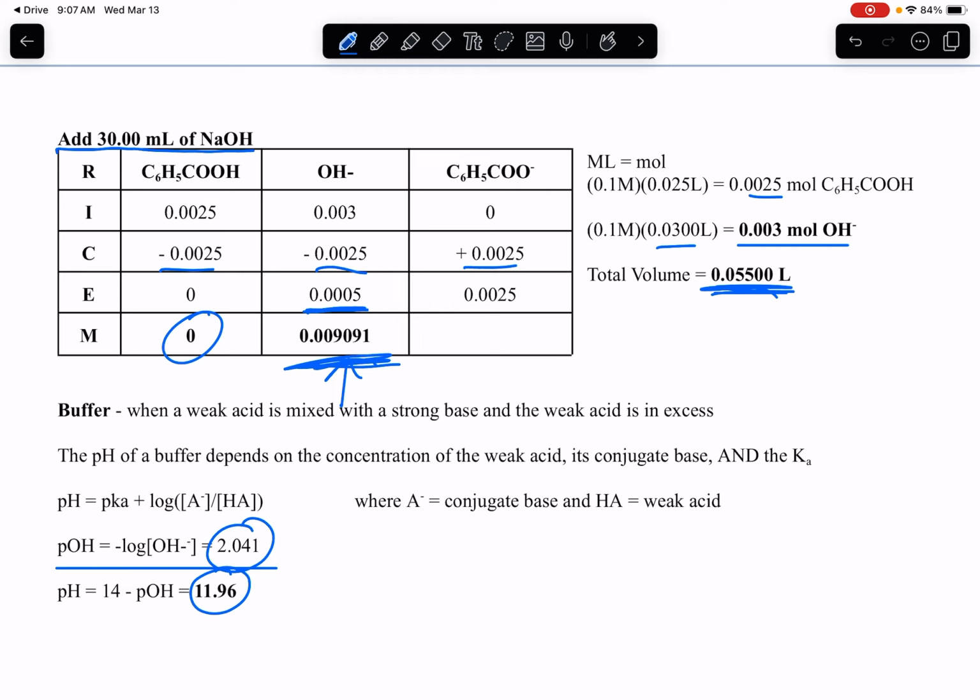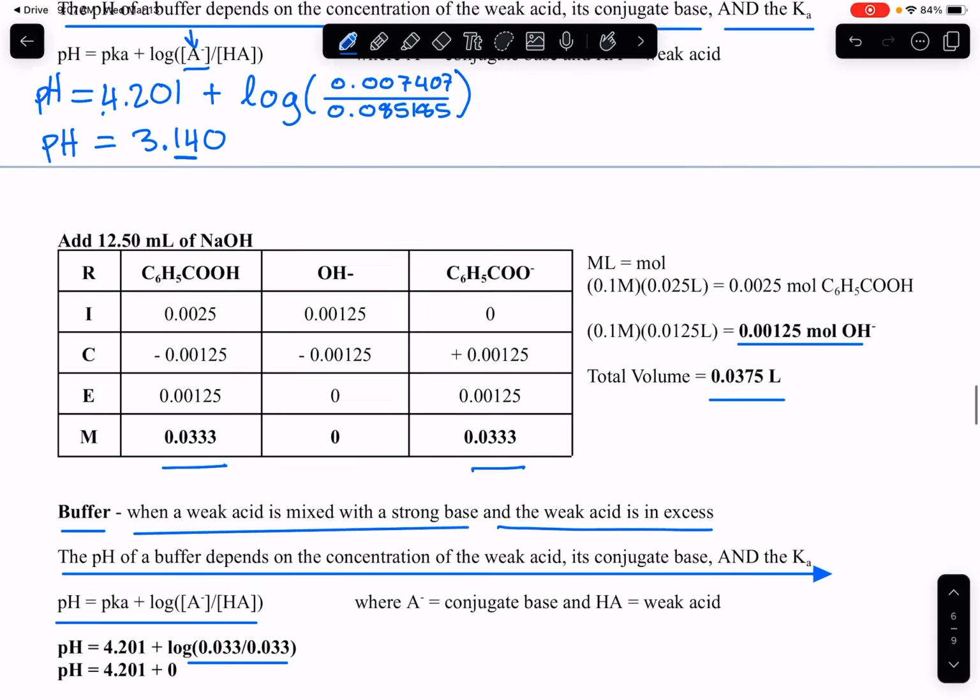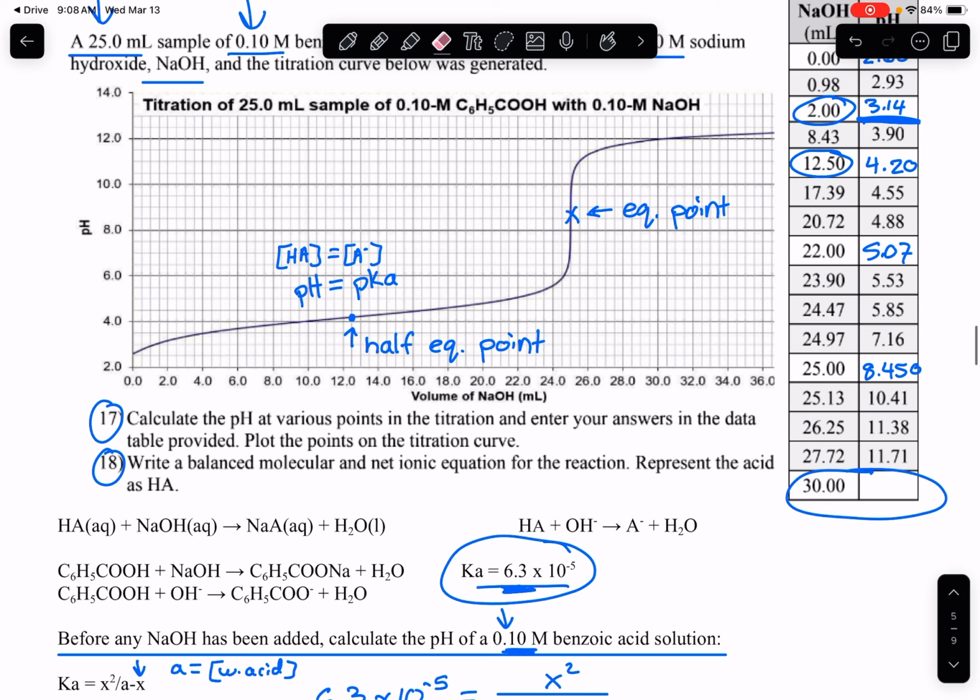So after the equivalence point is actually much easier, and you don't have a buffer anymore, so you can't use the Henderson-Hasselbalch equation. You just solve the pH using the excess hydroxide. So what was that, 11.96 that goes up here?